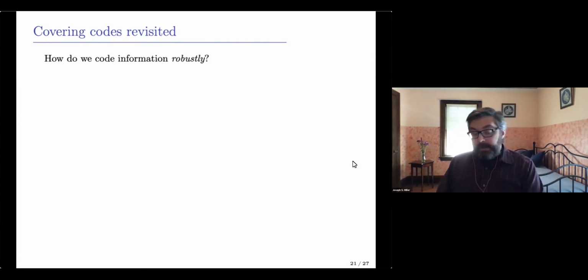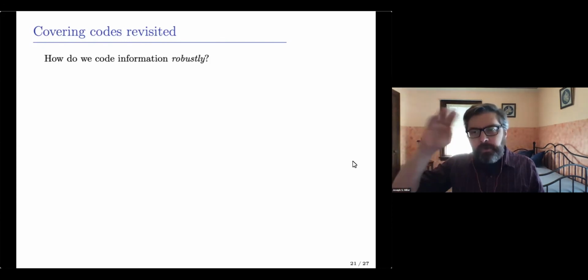All right, so what we have to think about is really the finite case. How do we code information robustly? Now, I said redundantly before, and I think redundantly is a good word. I put it in the title because it points your brain in the right direction, but it doesn't get you all the way there.